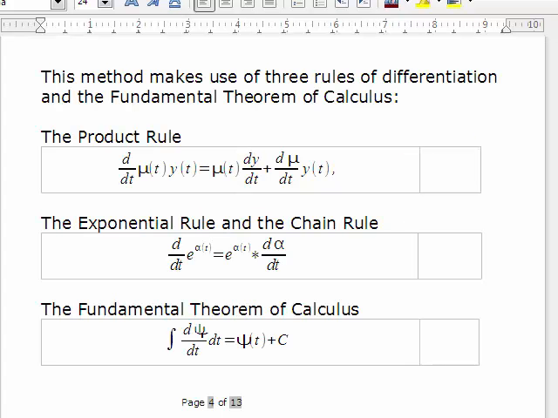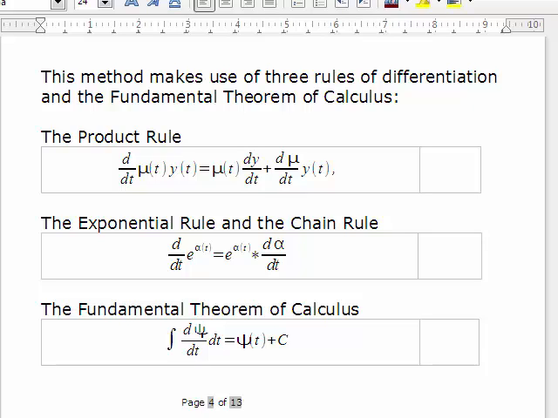In this method you're going to end up with two integrals. If they can be evaluated nicely, then you will have a closed form solution for your problem. If they can't be evaluated, then all you can do is write the integrals and use maybe a numerical method to solve them. Okay, so we're going to end up with two integrals and hopefully we'll be able to evaluate them. So first I will derive the method.